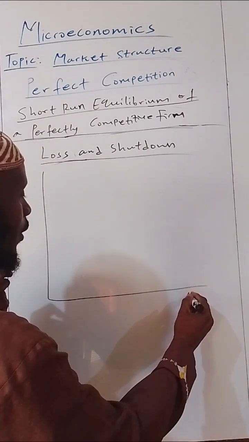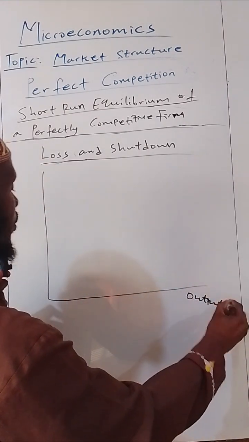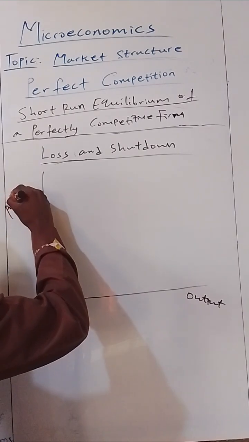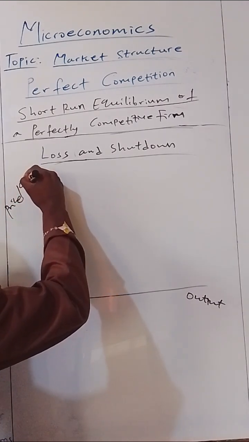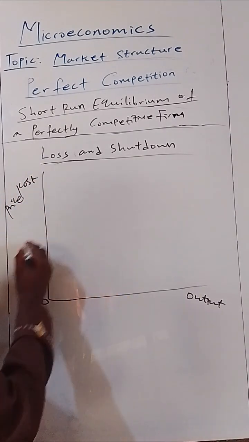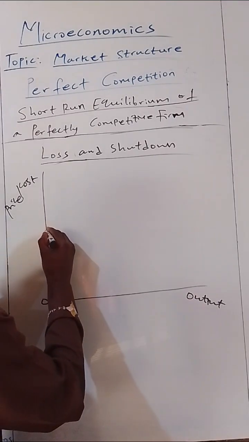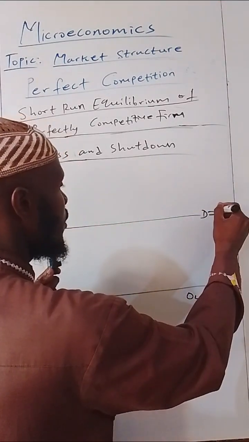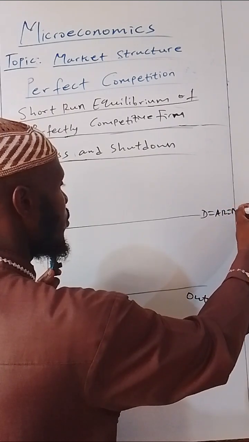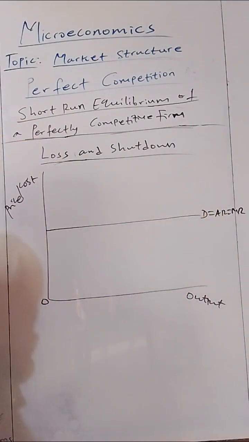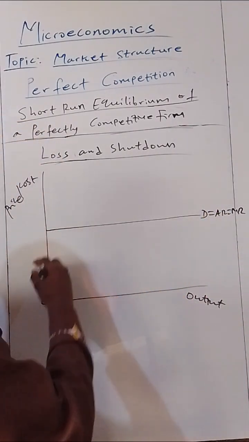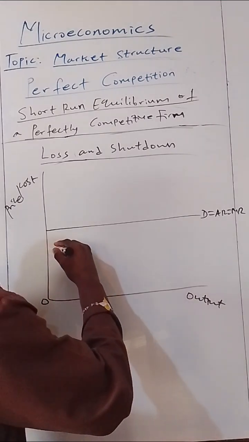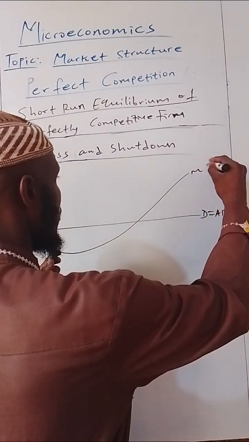Here we have the output of the firm. As usual, we have the price and the cost. We have the origin. The demand curve of the firm is D, that's demand, AR equals MR. To determine the equilibrium, we draw the marginal cost curve. So this is the marginal cost curve.